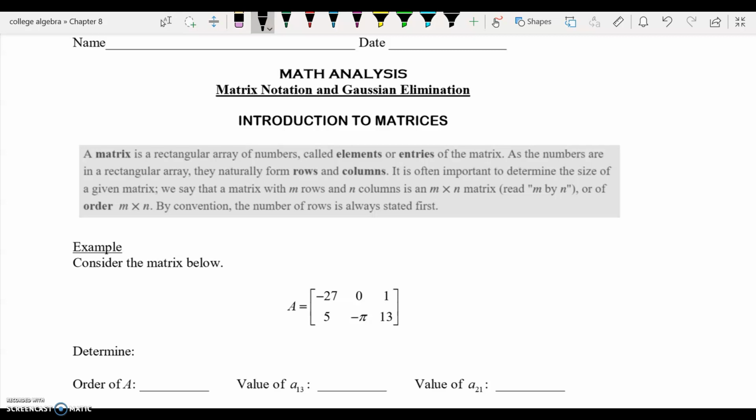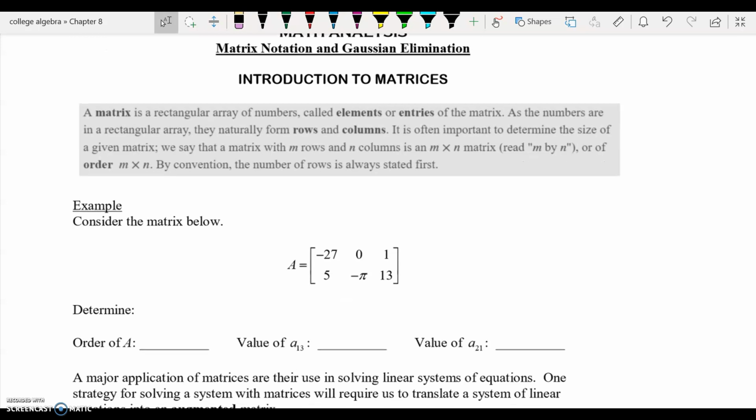So today's stuff is matrices. We're going to talk about how to write a matrix. So if they say the order of the matrix, they want you to do the rows by the columns. So I have 2 rows by 3 columns. So that's what the order is. However many rows by however many columns.